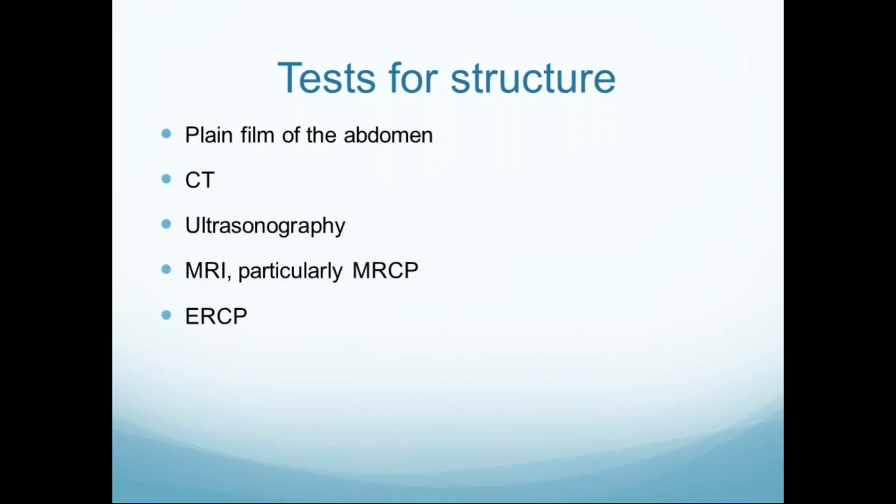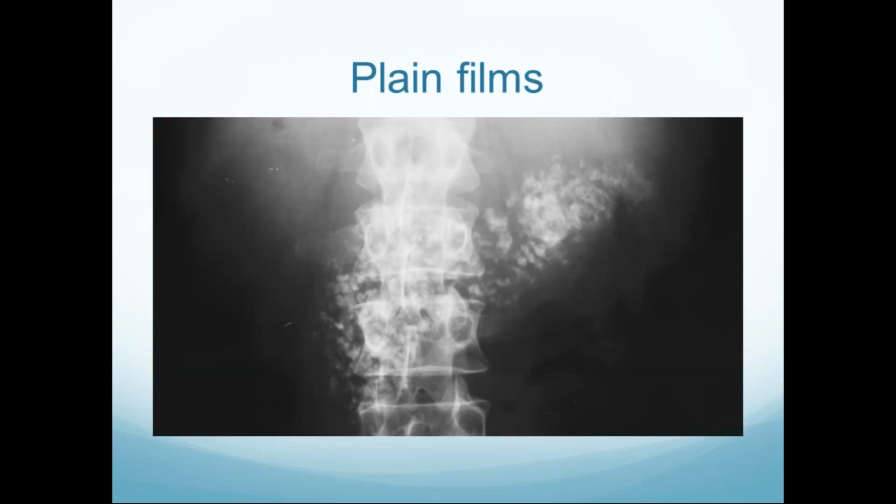So what are the tests for the structure of the pancreas? That is the radiological tests, which include all the various modalities that you know: X-ray, CT, ultrasonography, MRCP, ERCP. Okay. This is a plain X-ray film showing chronic pancreatitis, where you can see multiple white dots. That is the calcification of the pancreas.